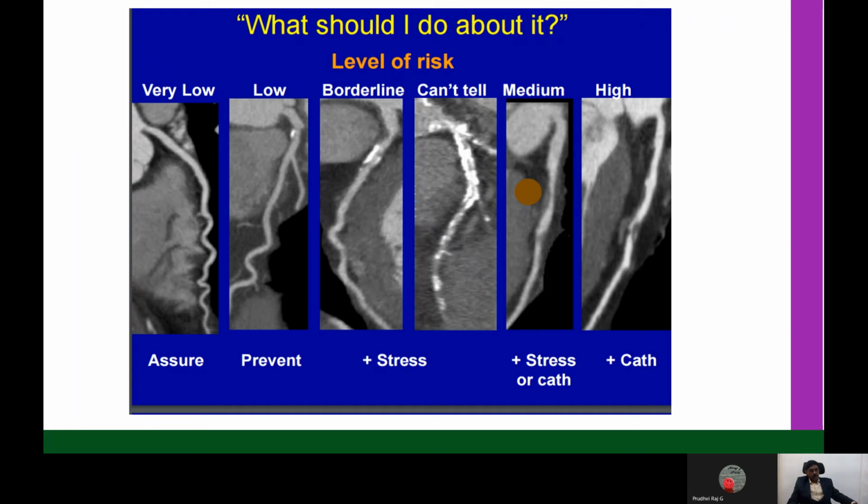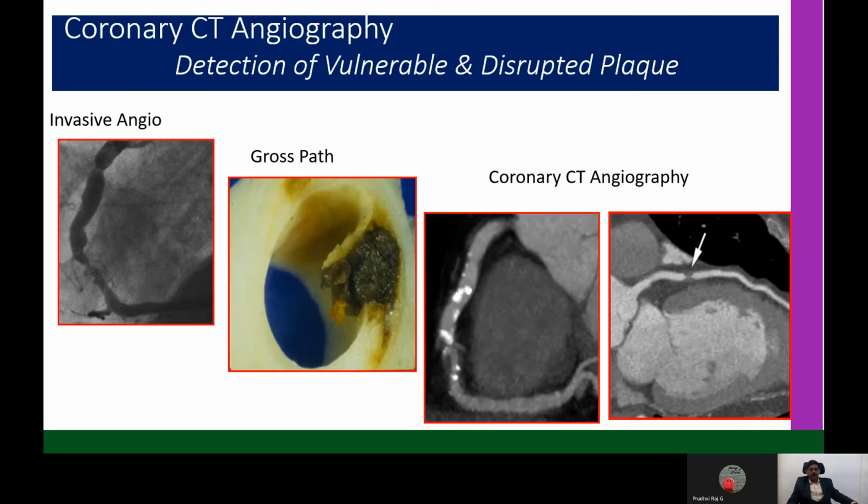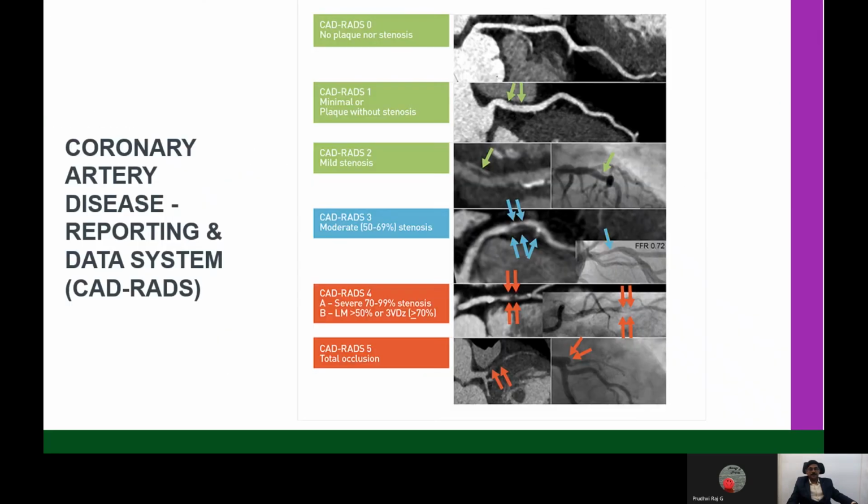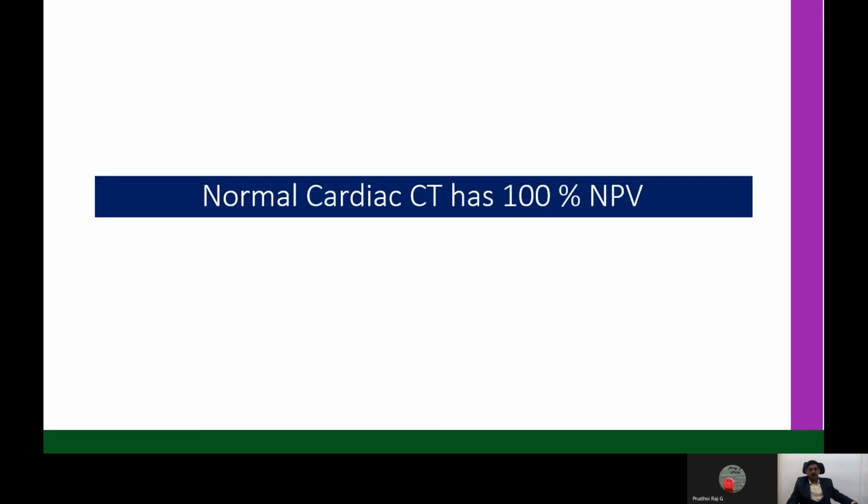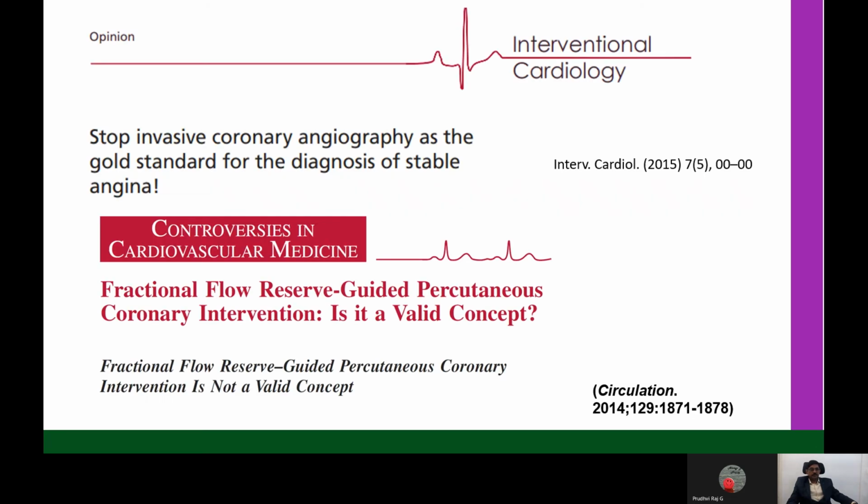These are the varieties and types of lesions, normal to high risk. When it is significantly calcified, probably because of the blooming artifact, you may not be able to identify the stenosis severity. And the ulceration, the vulnerability can be picked up. And this is the CAD-RADS system, from 0 to 5, normal to complete occlusion. One important aspect, normal cardiac CT has 100% negative predictive value. So the invasive angiography probably is the gold standard. We should advise, we should stop for diagnosis.